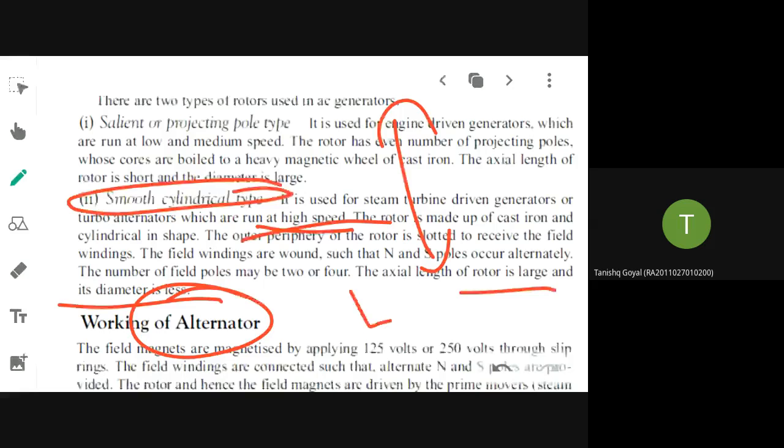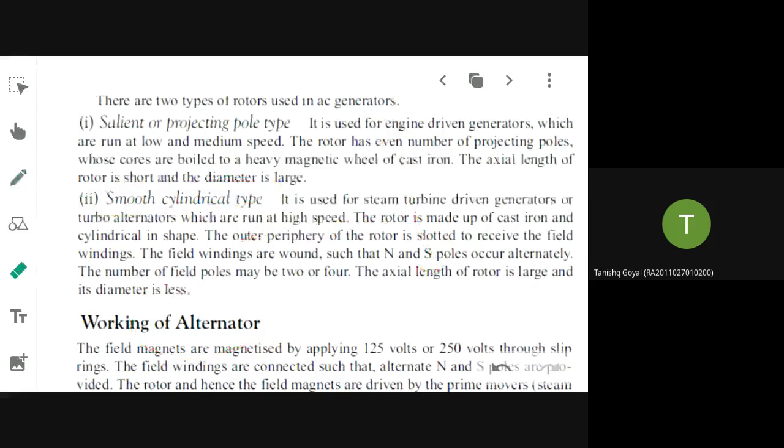Salient pole type and smooth cylindrical. Salient means low speed, diameter will be large, L will be short. Smooth cylindrical type is used for high speed, the length of the rotor will be large and the diameter will be less. Now we will see how it operates. Working of an alternator we will discuss.